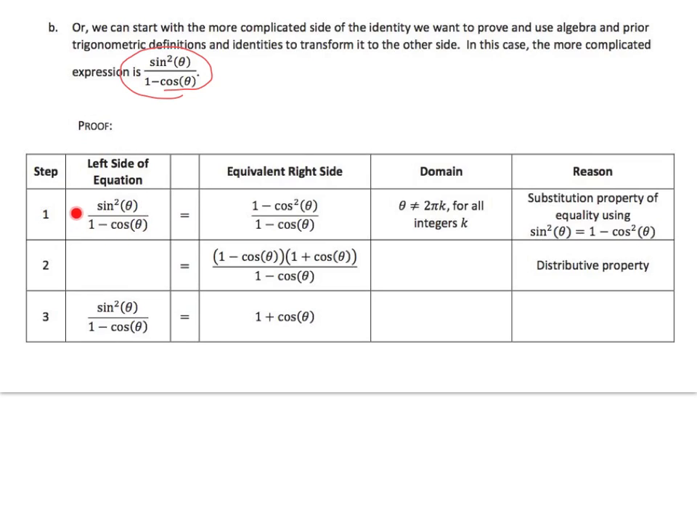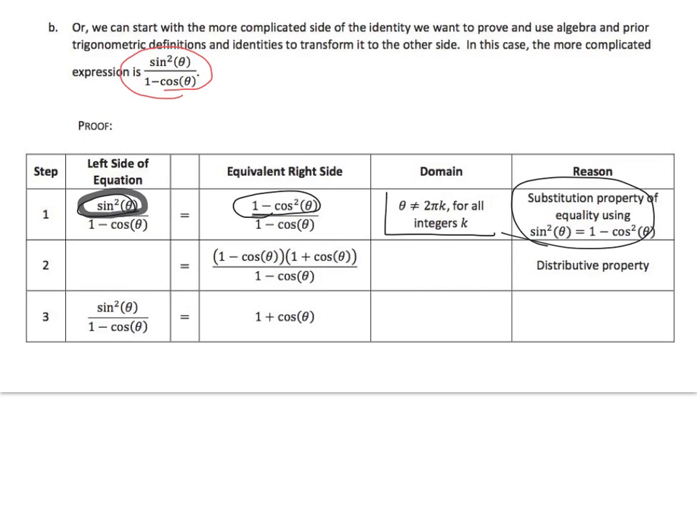So the left side is given, and we can say that this right here is equivalent to this. It's not the original identity that we're trying to prove, it's just a statement. So this is what I'm starting with. I can say that the numerator is equivalent to 1 minus cosine squared theta because that's the Pythagorean identity. So that's what we're doing here. I just substituted sine squared theta with 1 minus cosine squared theta. And my reason is substitution property.